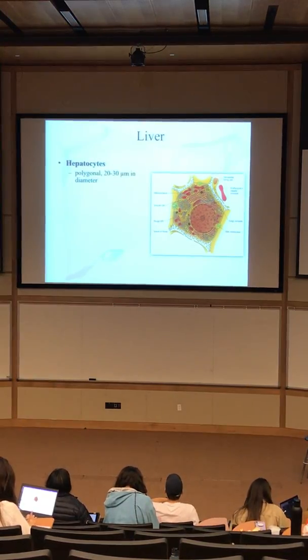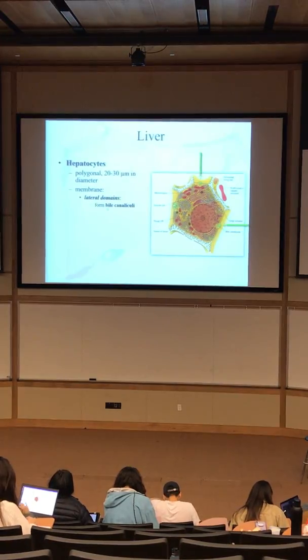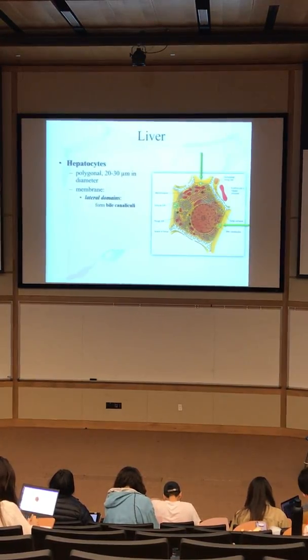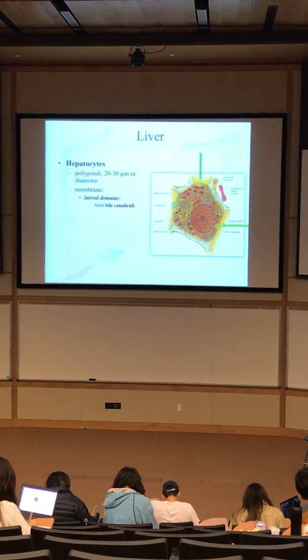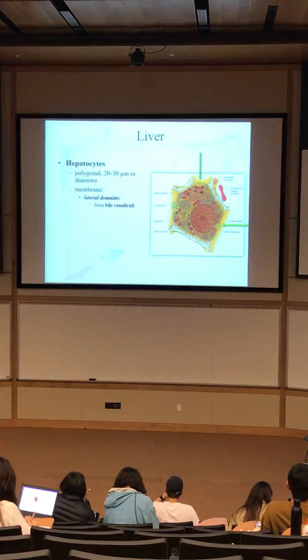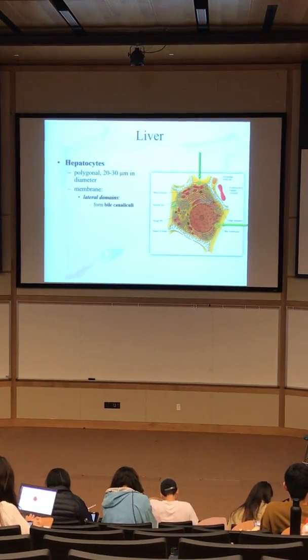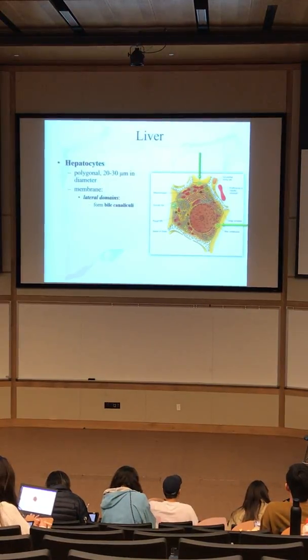So the hepatocytes are polygonal in shape. They're about 20 to 30 micrometers in diameter. You don't have to memorize that number. The membrane has a lateral domain, which is where you find the bile canaliculi. So the lateral domains are regions where one hepatocyte will contact another hepatocyte. Okay, so it's a hepatocyte-hepatocyte junction. That's what the lateral domain is. And there's always a bile canaliculus between the two cells.